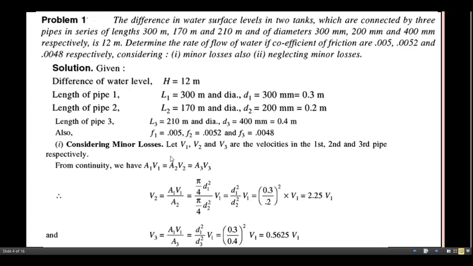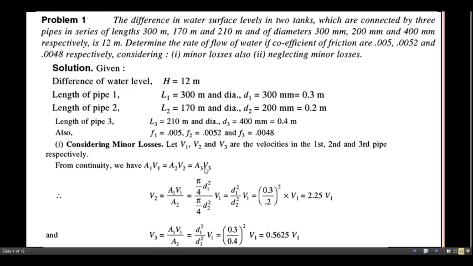Now considering the minor losses, let v1, v2, v3 be the velocities in the first, second and third pipe respectively. From the continuity equation we know this one, a1 v1 equals a2 v2 equals a3 v3. Now what about v2? From this one we can get this relation: if I keep this v2 here and take this a2 towards the other side, then we get v2 equals a1 v1 divided by a2. Similar case with the next one.